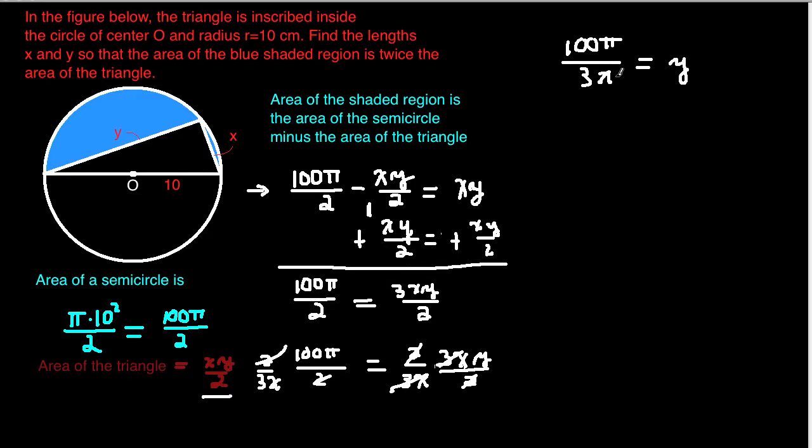That's one equation relating x and y, but x and y are both unknown. If we want to solve for 2 unknowns, we need 2 equations. The second equation comes by knowing that this triangle is a right triangle, and we can apply the Pythagorean theorem. Now, the hypotenuse of this triangle is twice the radius. The hypotenuse is equal to 20.